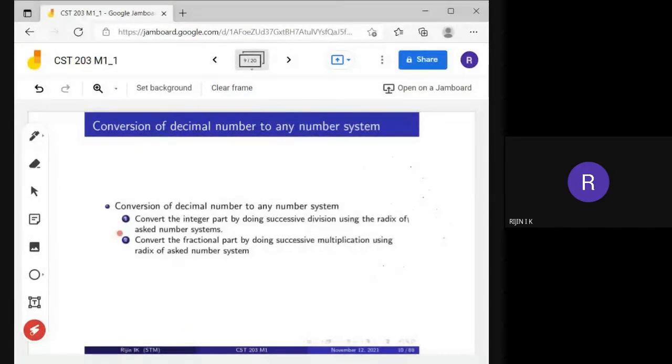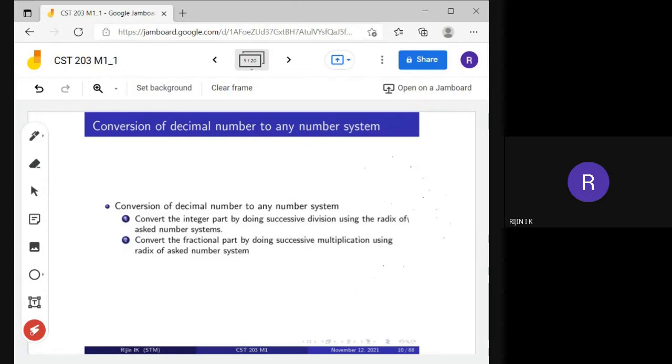So for converting a decimal number to any other number system, these two points you need to remember. For converting the integer part, we perform successive division using the radix of the asked number system. Then for converting the fractional part, we have to perform successive multiplication.